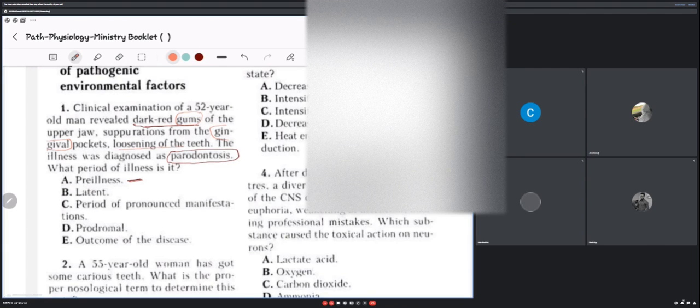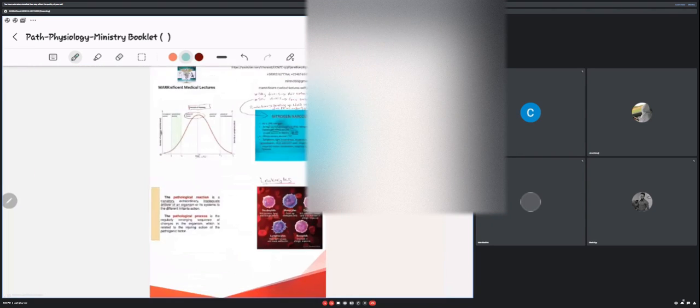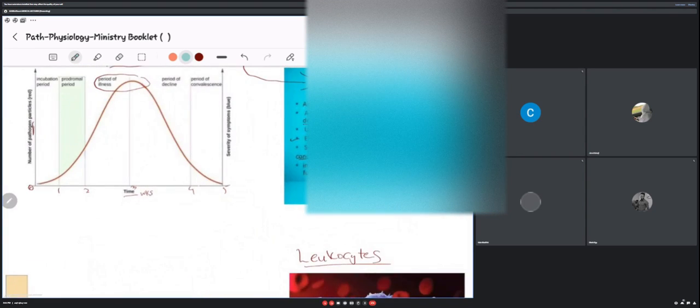So it was not diagnosed, like it is now definite and accurate that this is what is wrong with the person. So all of this will be suggestive of the actual period, because now you don't have one symptom, you have multiple: dark red gums, suppuration, that's pus, and then loosening of the teeth. So this is the actual period of the illness itself that you will think of, because that's the peak. You can see on this slope, the peak is when you will have the utmost symptoms and signs being manifested. Do you understand? Yeah.